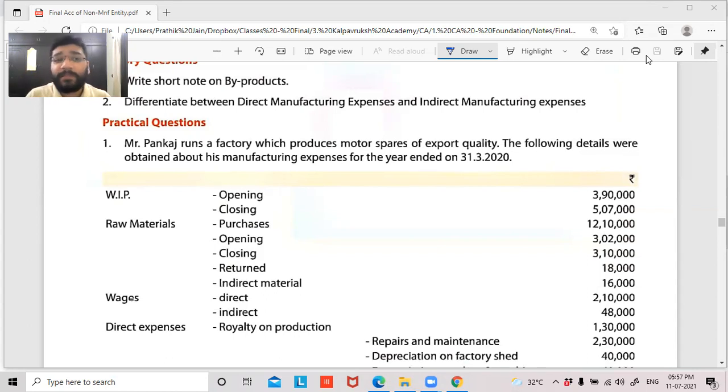Then we have other expenses, guys. Apart from all these expenses, there are so many other expenses that are used in the manufacturing process. So other expenses also are direct and indirect, which we'll be discussing in the next couple of minutes. So these are the three broad categories and six sub-categories of expenses that we record.